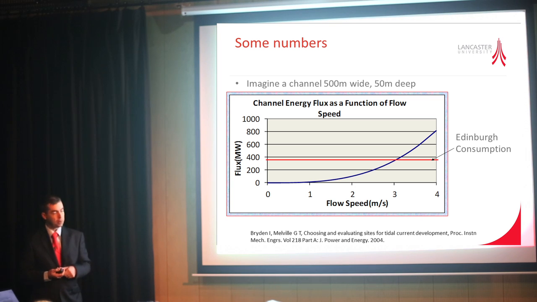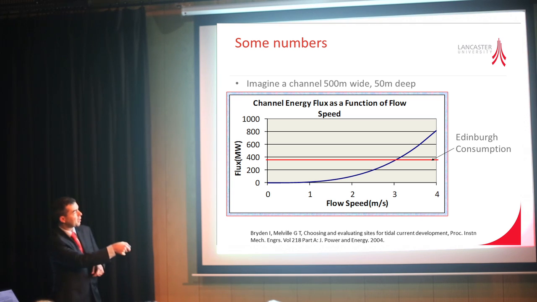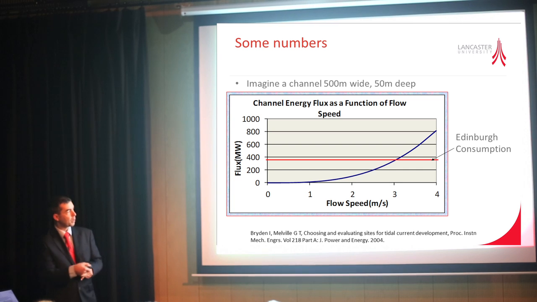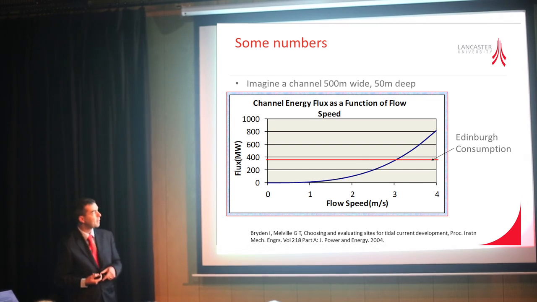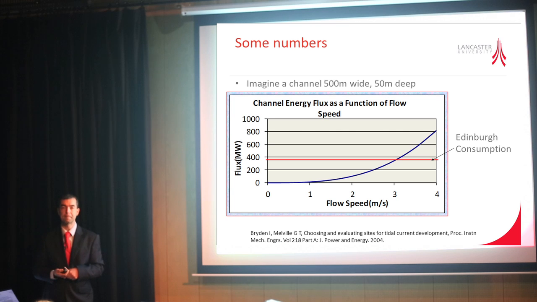Just to give a figure for how large, if we assume a uniform channel in this case, 0.5 kilometre wide, 50 metres deep, and the flow speed going across the bottom here. Typically, once we get to about 3 metres per second in that channel, there would be sufficient energy to power a city roughly the size of Edinburgh. Edinburgh is about 220, 240,000 homes, I think. So that's just from one channel. If we extracted all that energy, it could power a city the size of Edinburgh.